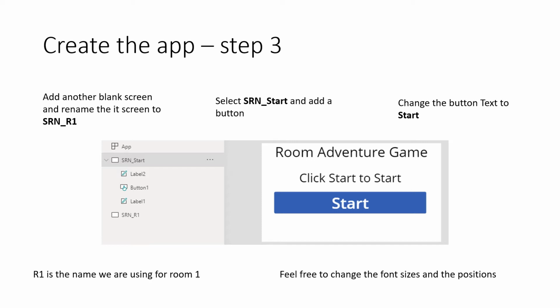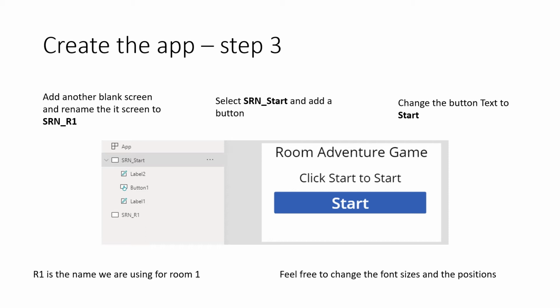So before you do that, add a blank screen. It just makes it a bit easier to do it this way around. Add a blank screen, rename that to srn_, well, whatever the name of your room is. I've named mine R1, so I've just got srn_R1.